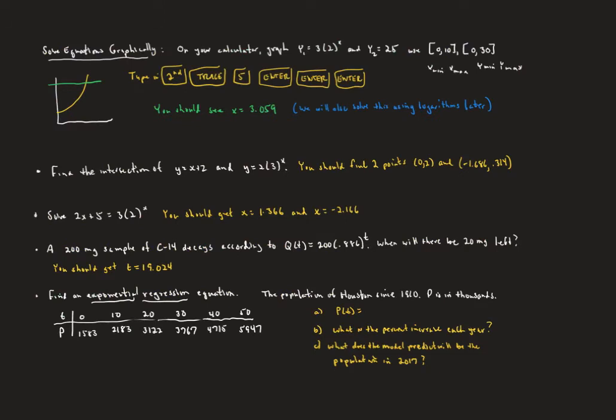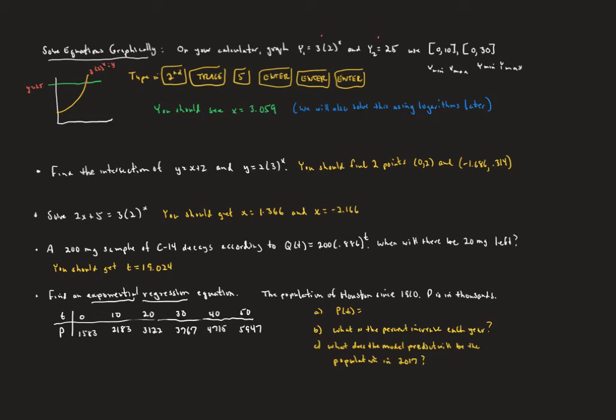So here we're going to try to solve equations graphically. We're going to use our graphing calculators, and we're going to graph as y1 this 3 times 2 to the x. As y2, we're going to enter 25, and what we're going to solve then is where 3 times 2 to the x equals y equals 25.